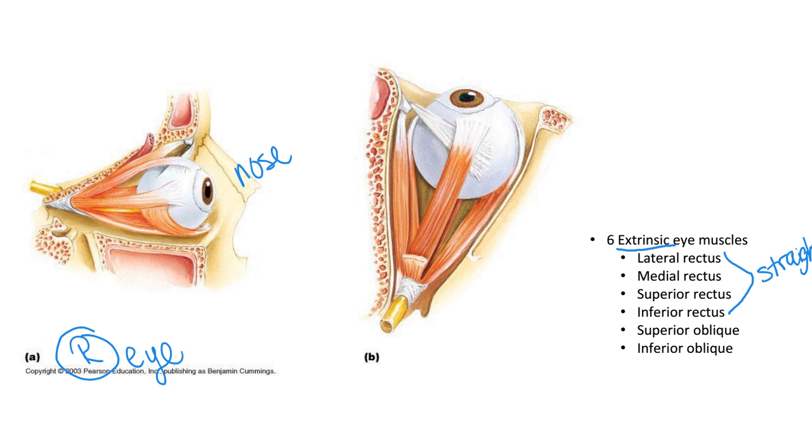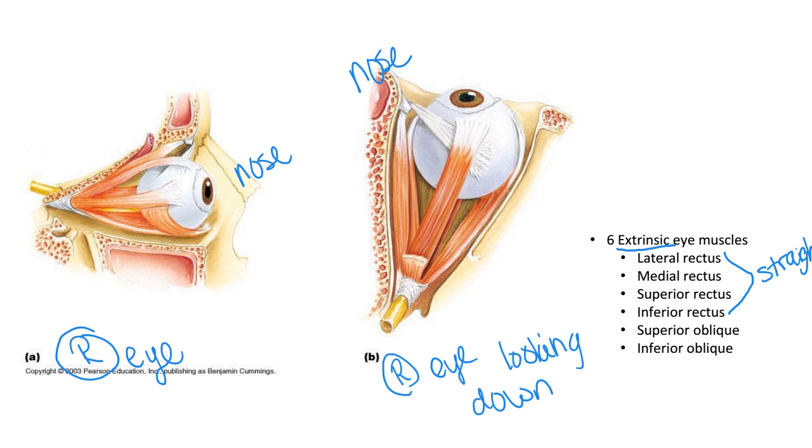Picture B here, this is the nose right here. And we're actually looking down on, again, a right eye. So hopefully orienting ourselves a little bit will help us figure out what we're looking at here. So these rectus muscles, they're all straight muscles, meaning they run in a straight line. So when they shorten, they're going to move the eye in the exact direction that the muscle moves. For example, let's start with this one right here.